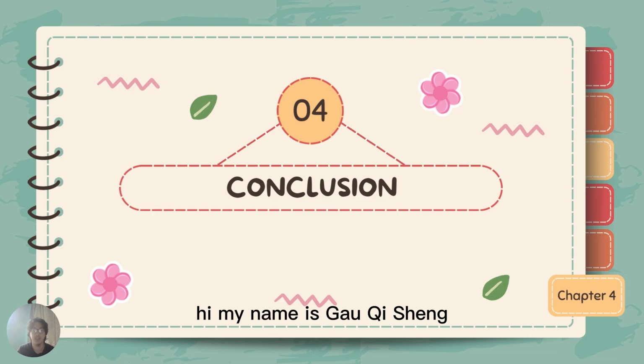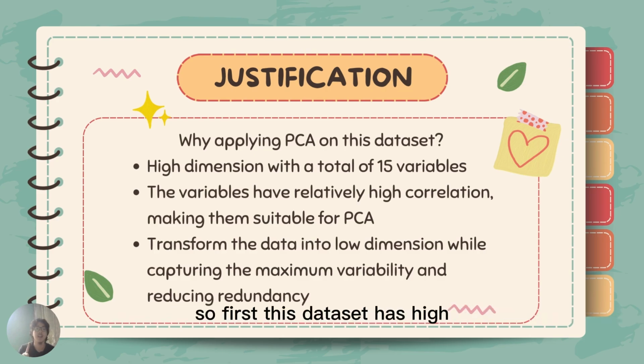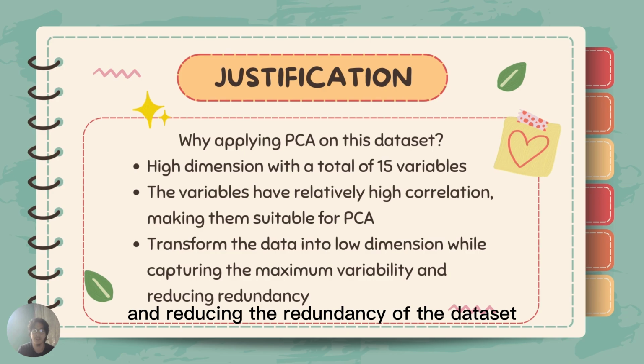Hi, my name is Kelki Sheng, and before we proceed to the conclusion, let's talk about the justification on why we choose to apply PCA on this dataset. So first, this dataset has high dimension with a total of 15 variables. And second, the variables in this dataset have relatively high correlation, making them suitable for PCA. And lastly, we want to transform the data into low dimension while capturing the maximum variability and reducing the redundancy of the dataset.